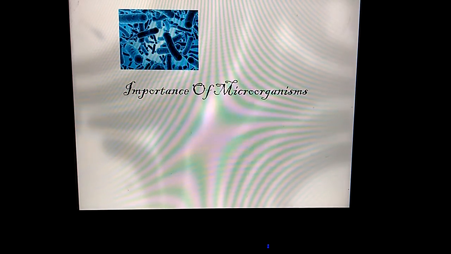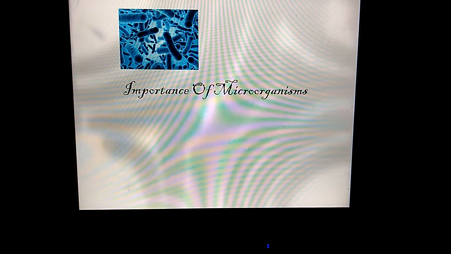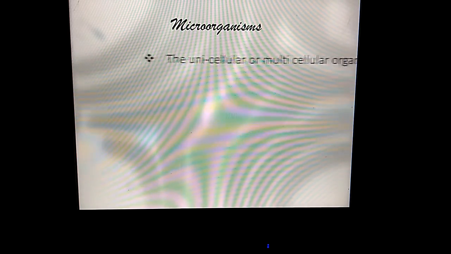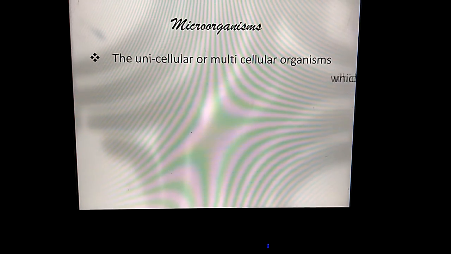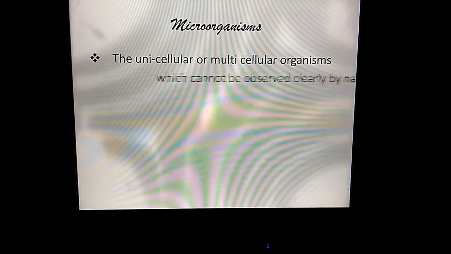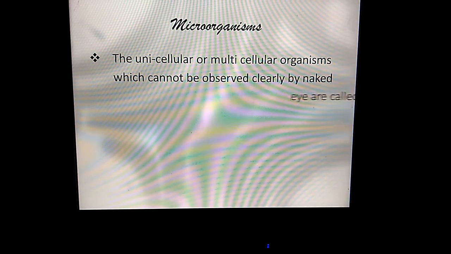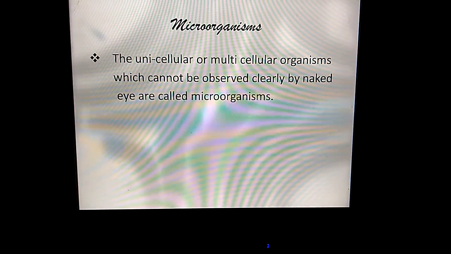Grade 8 Science, First Unit, Importance of Microorganisms. Microorganisms. The unicellular or multicellular organisms which cannot be observed clearly by naked eye are called microorganisms.